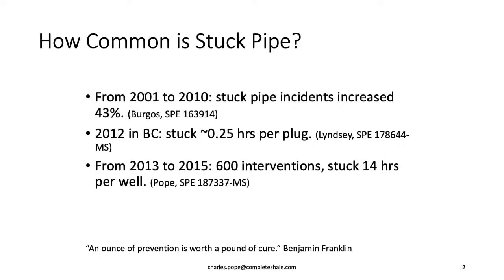I'd be glad to. So the first question would be, how common is stuck pipe? Burgos told us in a study that he did from 2001 to 2010, a time when the use of coil tubing is escalating out in the field, their incidence of stuck pipe actually increased by 43%. You would expect experience to drive failures down, but in this particular case, we found that the failures were increasing. It's because of a lack of understanding of what's happening downhole.